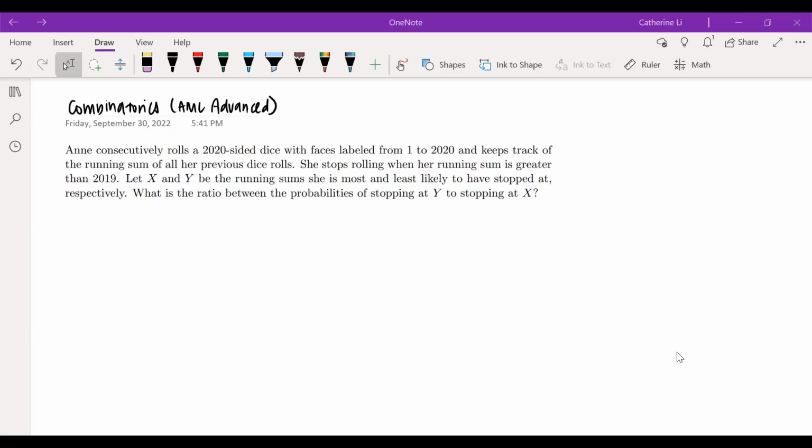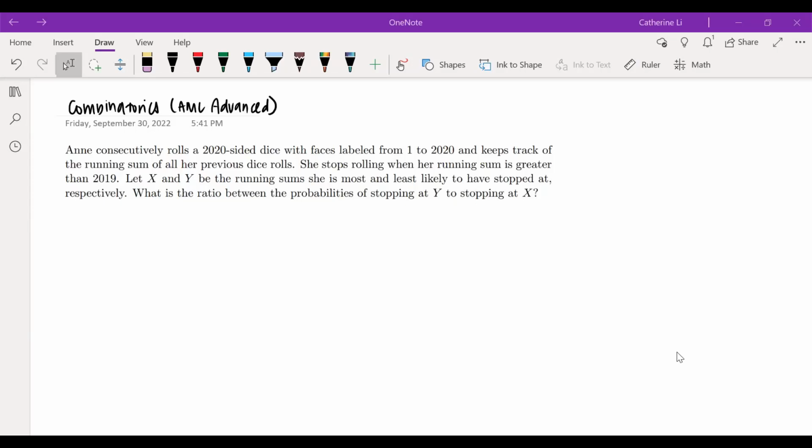We have 20-sided dice, and they're labeled 1 through 2020. And then Anne keeps a running sum of all of the dice rolls. And she's going to stop when this sum is greater than 2019. So we have these two numbers, x and y, that represent the most and least likely running sums that she stops at. And we're asked for the ratio between the probabilities of stopping at these two values.